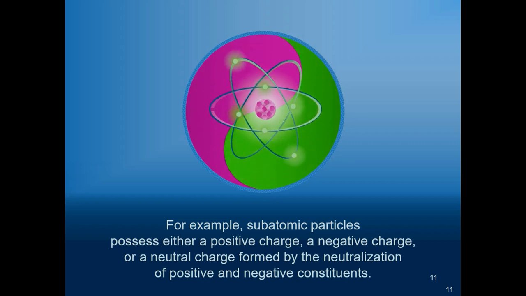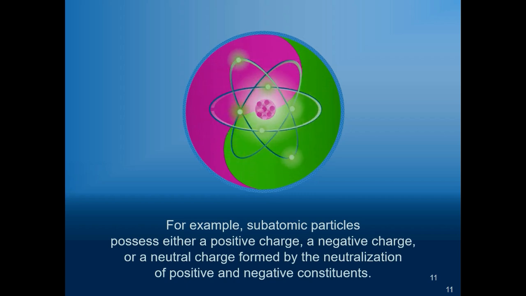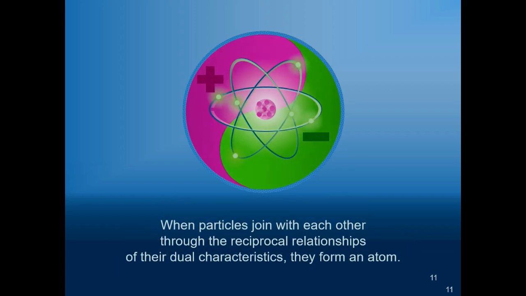For example, some atomic particles possess either a positive charge, a negative charge, or a neutral charge formed by the neutralization of positive and negative constituents. The proton is in the middle, and the electron is rotating around the proton. By this relationship, this give and take relationship, the particles can exist. When particles join with each other through the reciprocal relationships of their dual characteristics, they form an atom.